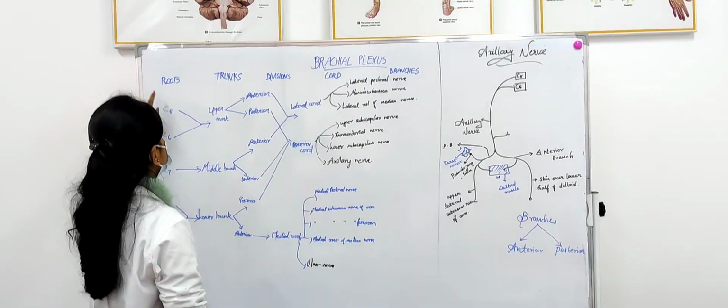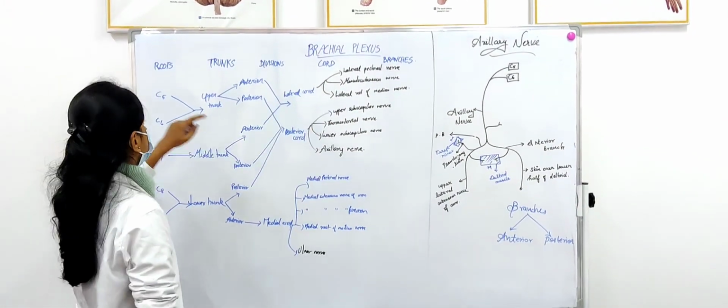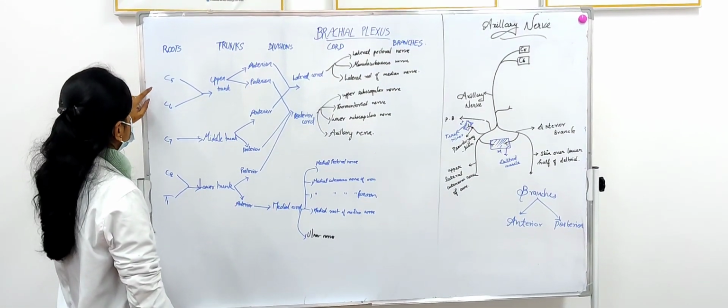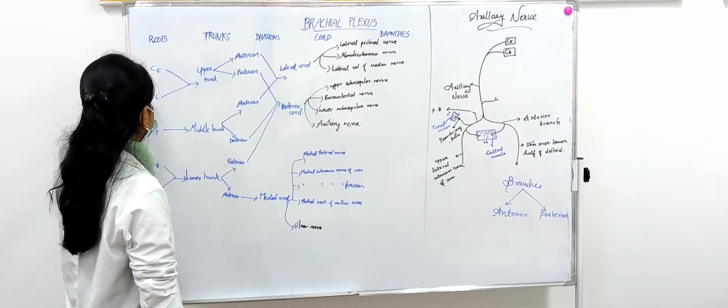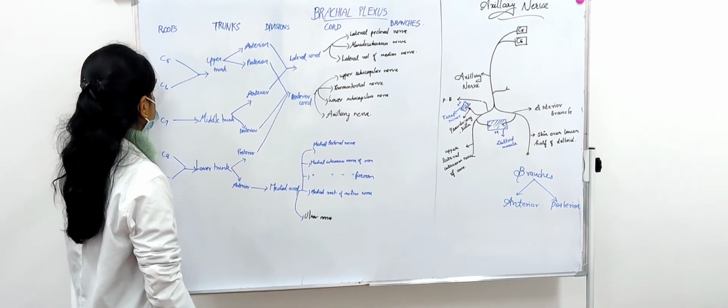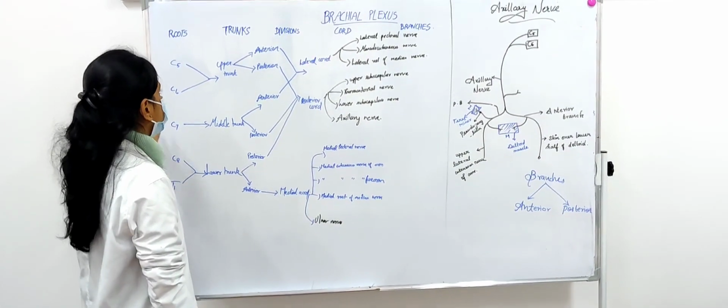Brachial plexus formation: roots, trunks, divisions, cords, and branches. Roots: brachial plexus C5, C6, C7, C8, T1. C5 gives the subscapular nerve. C5, C6, C7 give the long thoracic nerve, which is known as the nerve of Bell.